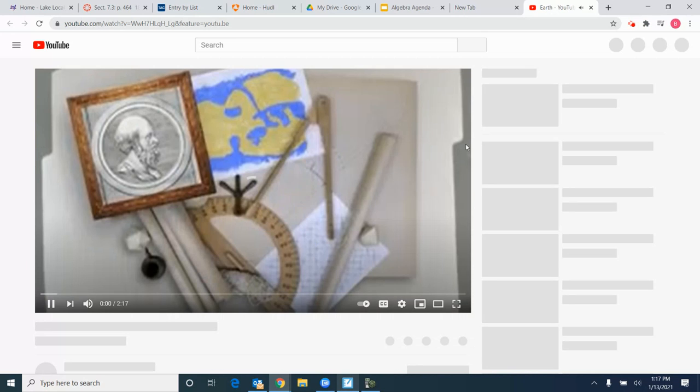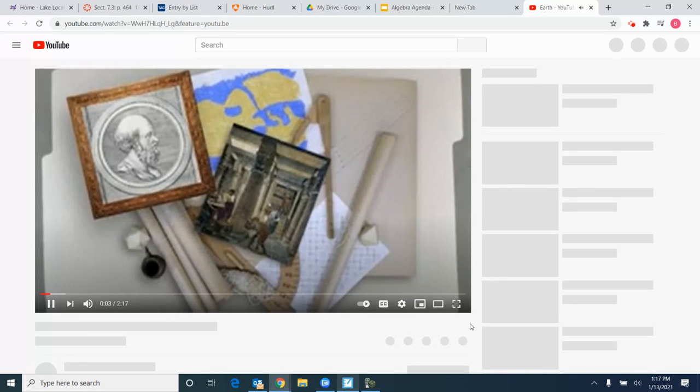Now, Eratosthenes was the third librarian at the Great Library at Alexandria, and he made many contributions to science. But the one he is most remembered for began.